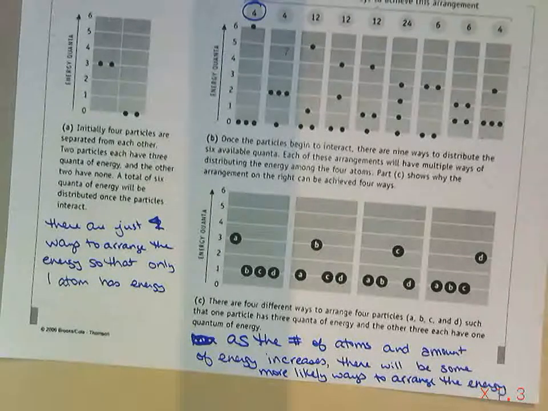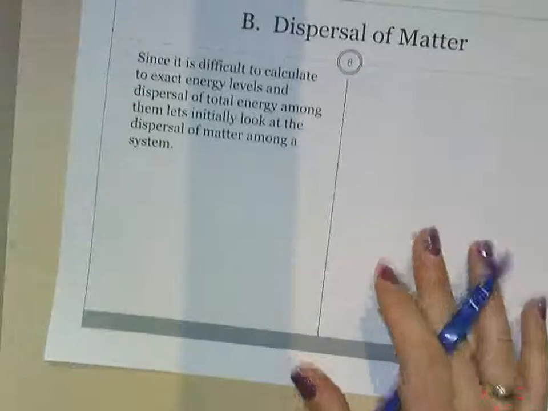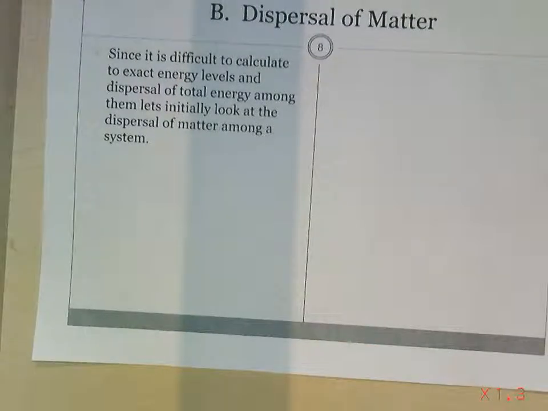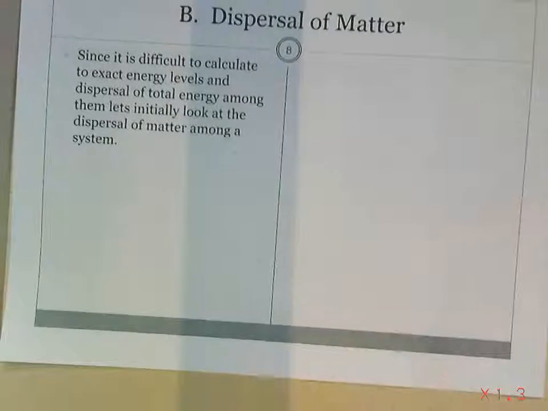All right, so it's difficult to calculate exact energy amounts. We can't make good predictions about 1 atom has 1 quanta, 1 atom has so much. So we're going to look at the dispersal of matter among the system rather than energy and do a similar experiment to what I just had on that paper. So let's say, hopefully everyone has their drawing skills out today because we're going to do some amazing drawings.